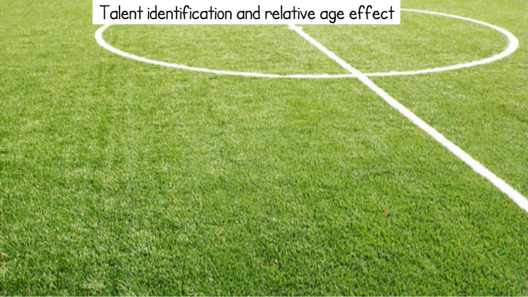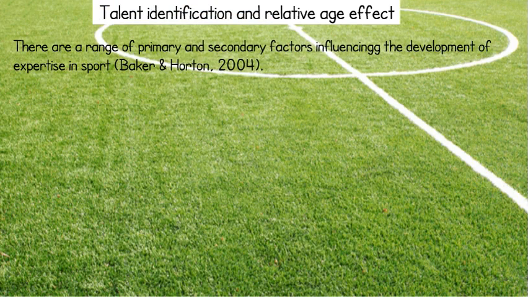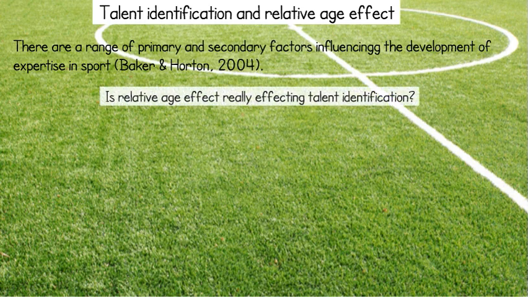Talent identification and relative age effect. These two link in with each other because talent identification can be affected by relative age effect. According to Baker and Horton, there are a range of primary and secondary factors influencing the development of expertise in the sport. A question I always ask is: is relative age effect really affecting the talent identification programs?